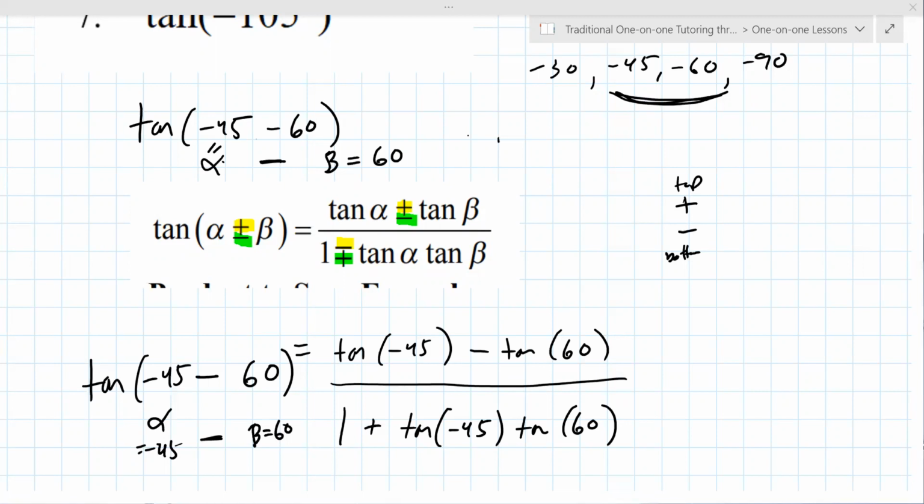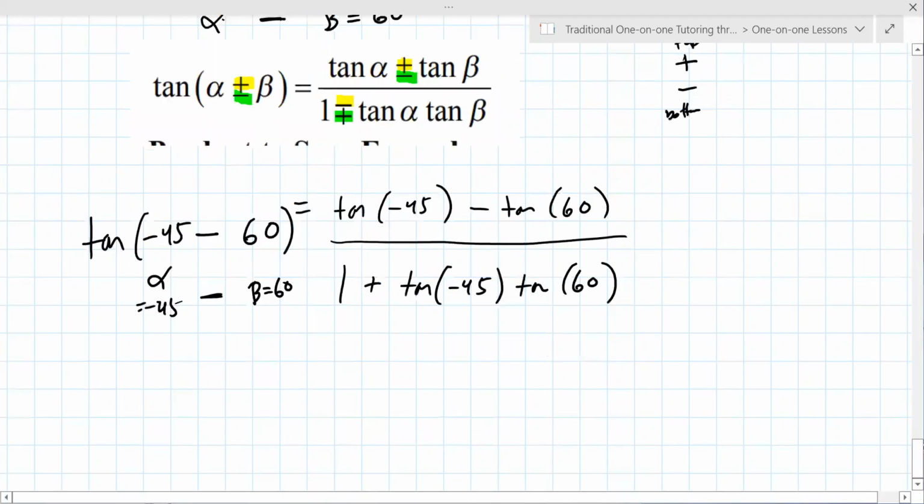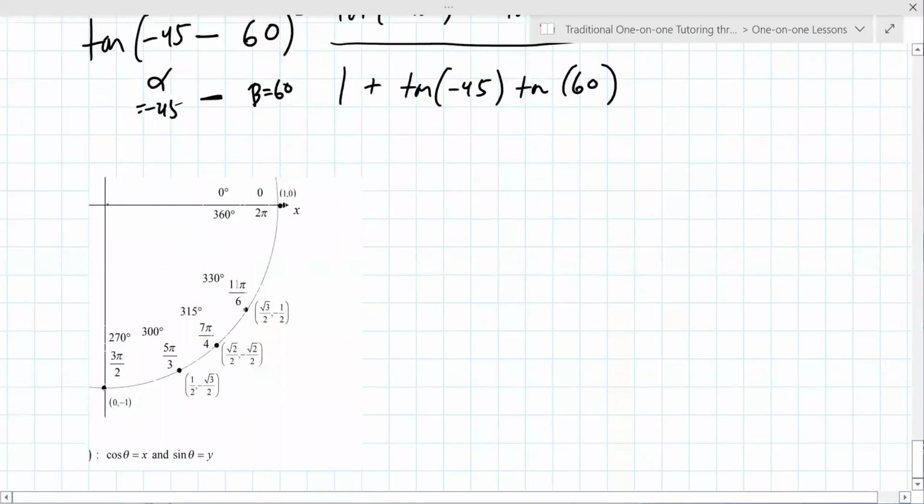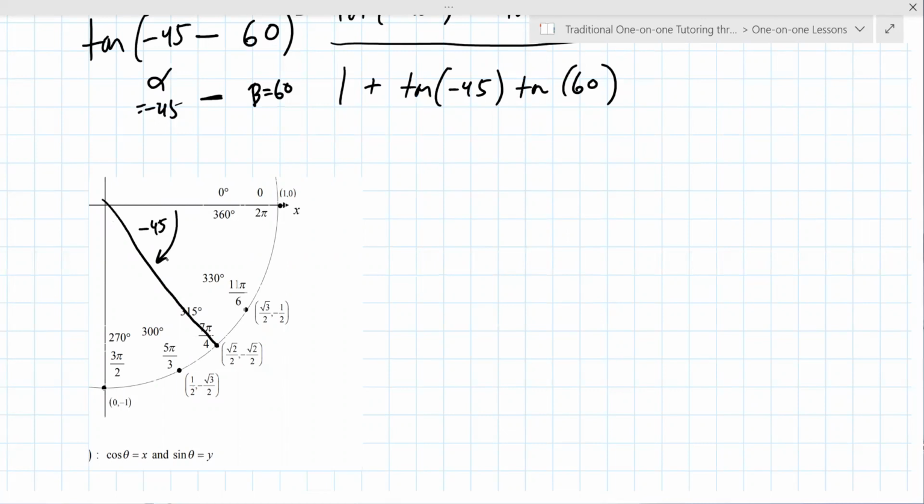Now from here, this is a matter of just going to your unit circle and asking, okay, what is tangent of minus 45? On your unit circle, you're looking at your fourth quadrant. Let me snip that in. You can tell me if you got it or you don't. But you're looking right here at this one. This is minus 45. Can you tell me what tangent is there?